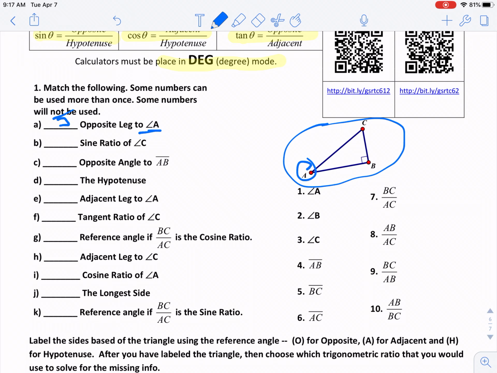Sine ratio of angle C. So sine is opposite over hypotenuse. So I've got to find the opposite side from angle C. That's A to B. The hypotenuse is A to C, so I need A to B over A to C. That's 8. B is 8. Now, if you read the directions, notice it says you may use some of these numbers over here, 1 to 10, more than once. Some might not be used at all.